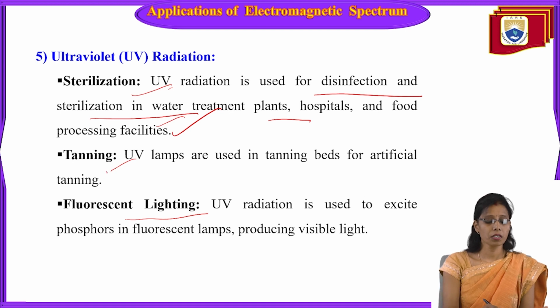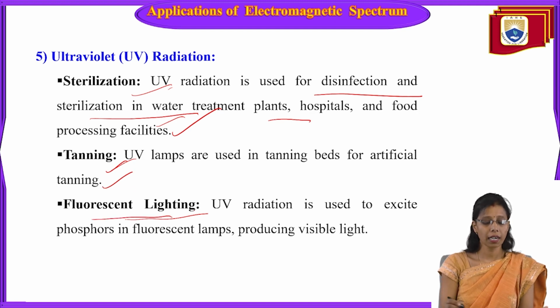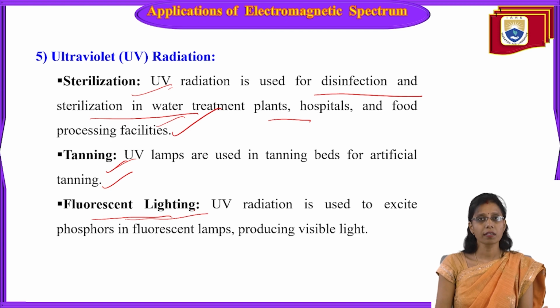And then we have tanning. UV lamps are used in tanning beds for artificial tanning. We use it. And then we have fluorescent lighting. UV radiation is used to excite phosphors in fluorescent lamps, producing visible light.